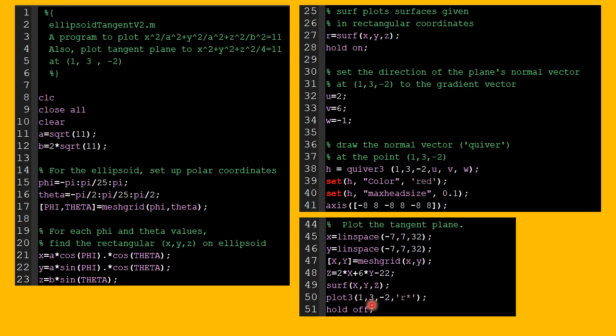So what we did was we turned hold on way up here. We did plotting of 3 different objects, and then hold off. That ensures that we'll have all 3 of these graphical objects on the same axes, on the same plot.